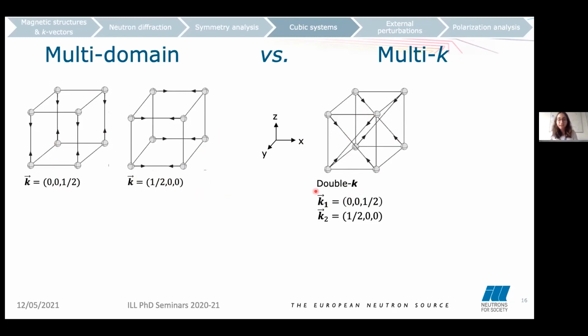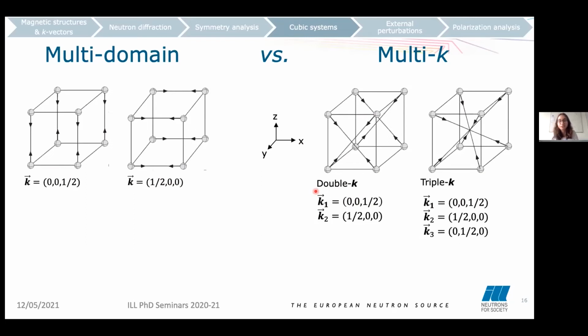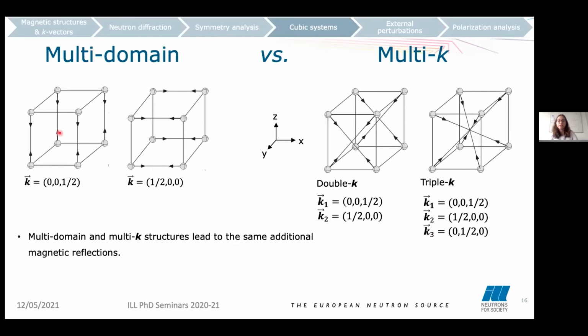Now it can get more complicated. You could have a triple-K structure where you need the additional (0, 1/2, 0) propagation vector to describe the structure. But the point is that having a multi-domain structure with these two propagation vectors, or this double-K magnetic structure, will result in the same additional magnetic reflections. And you would need some kind of external perturbation or polarization analysis to distinguish between them.